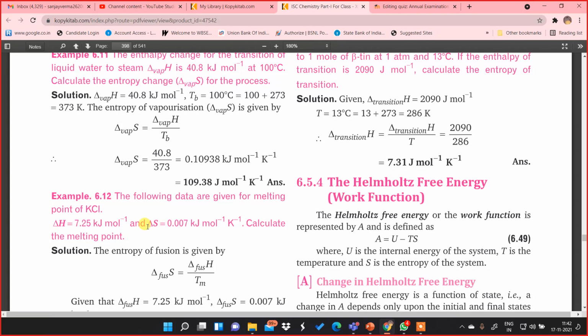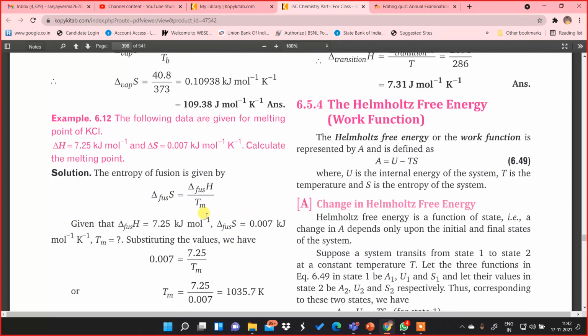Example 6.12. The following data are given for melting point. Melting means what? Fusion of potassium chloride. Delta H fusion for potassium chloride is given as 7.25 kilojoules per mole, and delta S fusion for the same is given as 0.007 kilojoules per mole per Kelvin. Calculate the melting point. So that means to find the value of Tm over here.